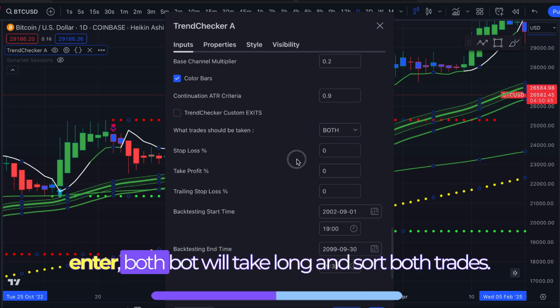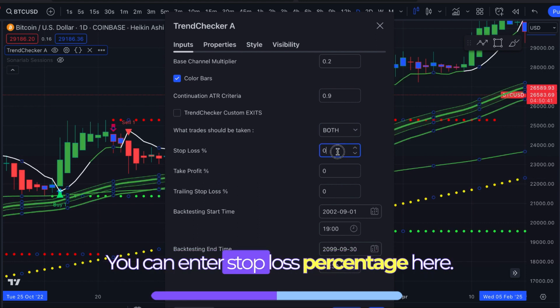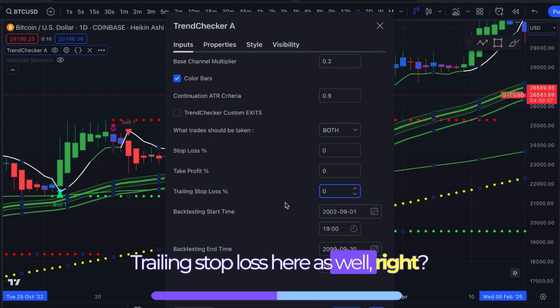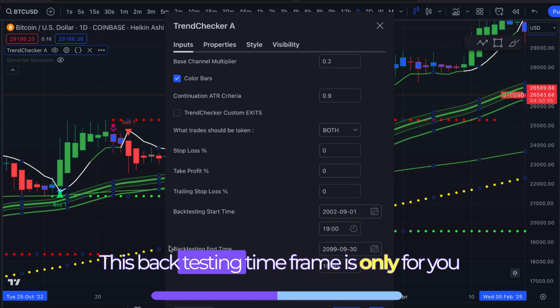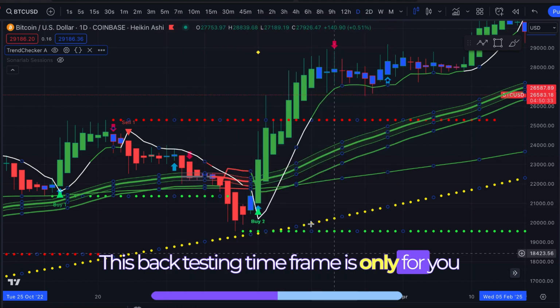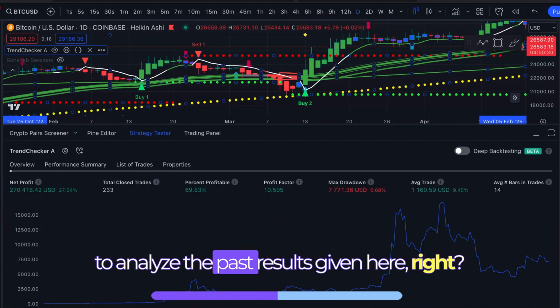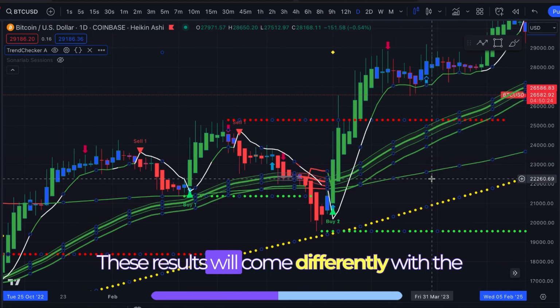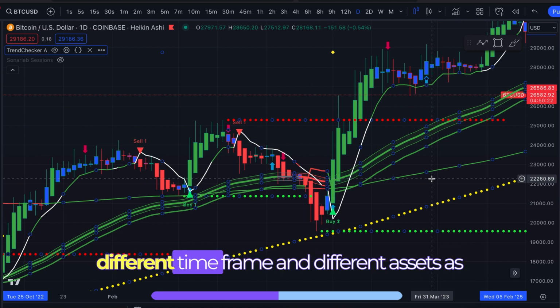If you enter both, the bot will take both long and short trades. You can enter the stop loss percentage here, the take profit percentage here, and the trailing stop loss here as well. This backtesting time frame is only for you to analyze the past results given here. These results will come out differently with different time frames and different assets.